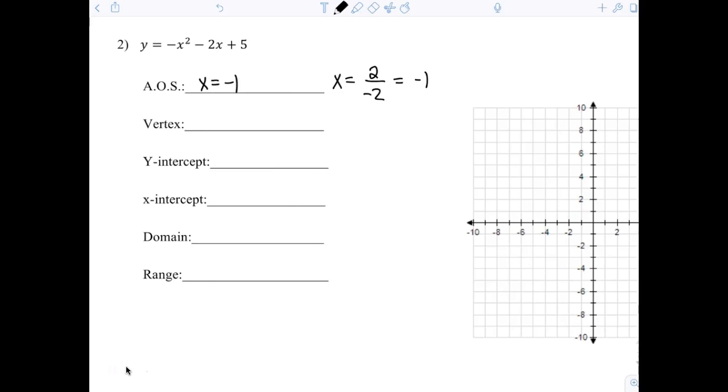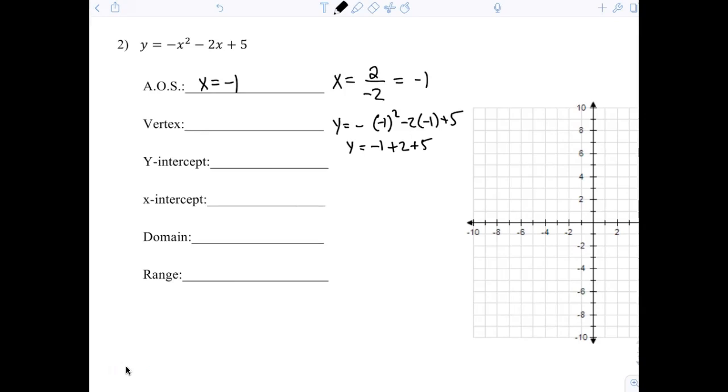Now, to find the vertex, we plug -1 in. So y equals negative, parentheses, -1 squared minus 2 times -1 plus 5. Somebody tell me what that is. y equals -1 plus 2 plus 5. I got 6. Everybody agree?